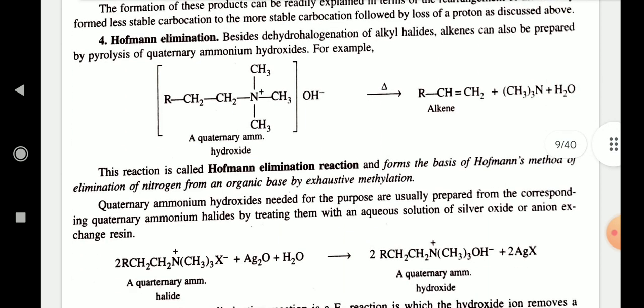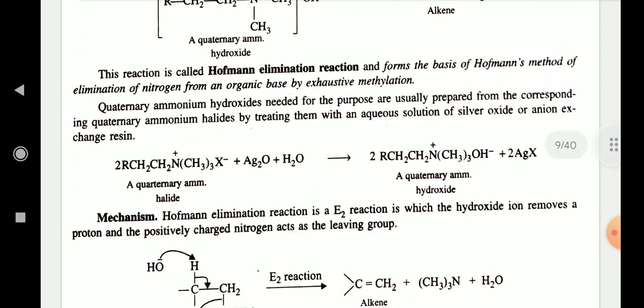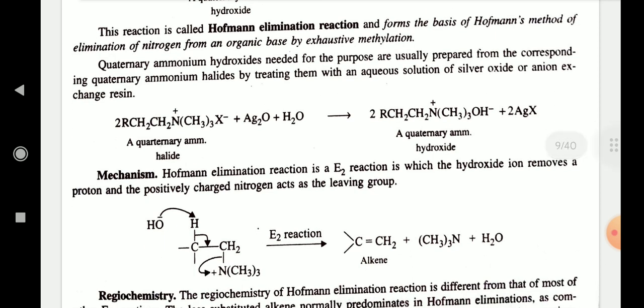Fourth is Hofmann elimination. Besides dehydrohalogenation of alkyl halides, alkenes can also be prepared by pyrolysis of quaternary ammonium hydroxide. This reaction is called Hofmann elimination reaction and forms the basis of Hofmann's method of elimination of nitrogen from an organic base by exhaustive methylation. Quaternary ammonium hydroxides needed for the purpose are usually prepared from the corresponding quaternary ammonium halides by treating them with an aqueous solution of silver oxide or anion exchange resin.